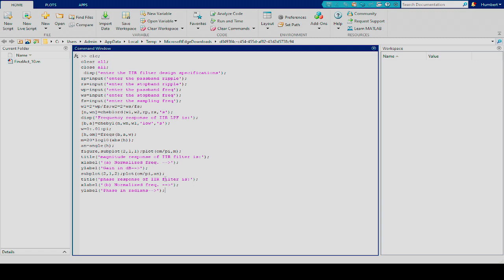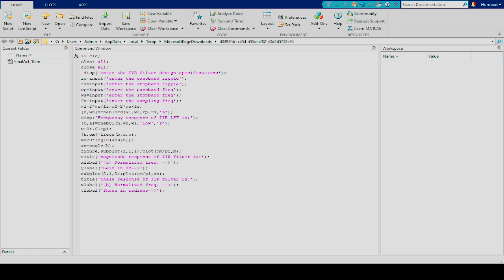For lab 9, it is all about low pass filters using the Chebyshev method. It is also used in task 10, but task 10 is all about high pass filters, and this task 9, what we're doing right now, is all about low pass filters.